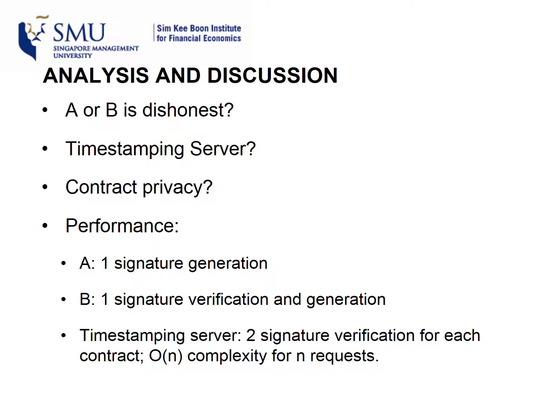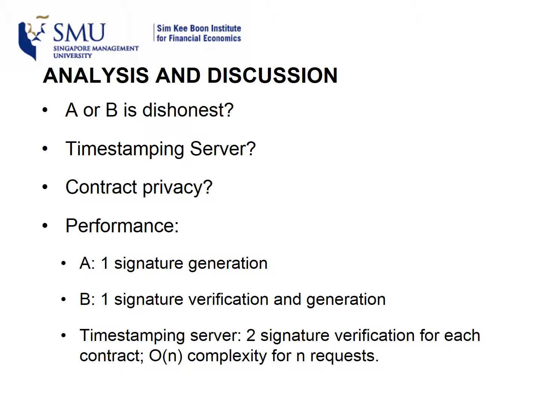Here we give a simple analysis and a discussion of our protocol. Since our protocol is very simple in design, it is easy to see that even if signer A or signer B is dishonest, our protocol can still achieve fairness for the other party. For timestamping, since we use a newspaper or blockchain to publish hash chain values, the timestamps are still trustworthy even if the server is not trusted. In our protocol, we never expose the contract itself. We only give out the hash of the contract. So the contract privacy is well protected.